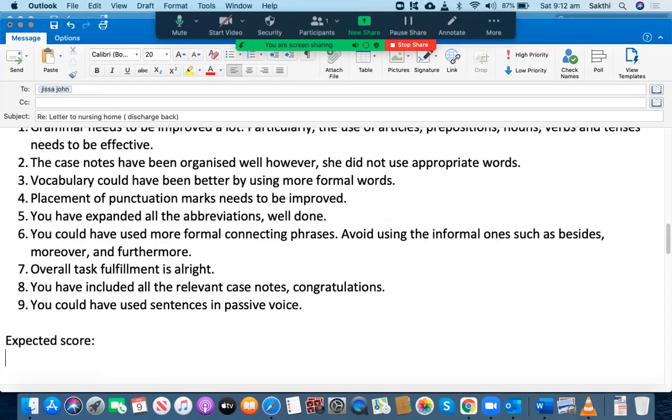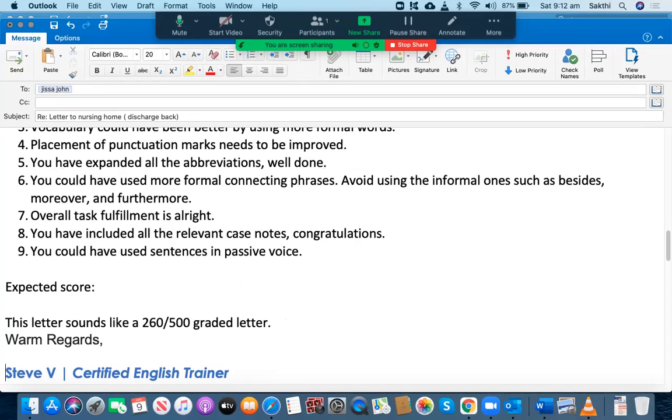Okay, so to me, this letter sounds like a 260 out of 500 graded letter. Okay, all right. You could definitely improve your communication skills. You can easily achieve 300 plus if you're aiming at the registration to go to UK, or B grade if you would like to go to other countries such as Australia and New Zealand. All right.